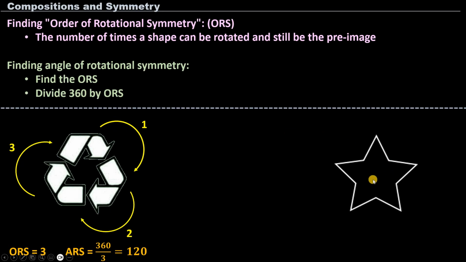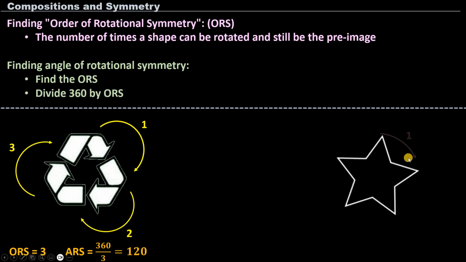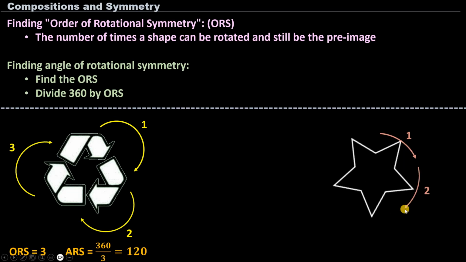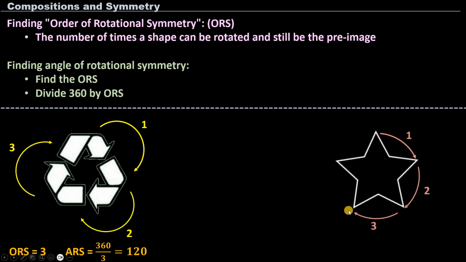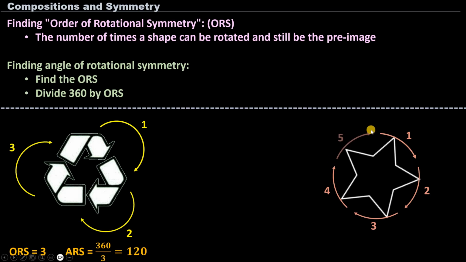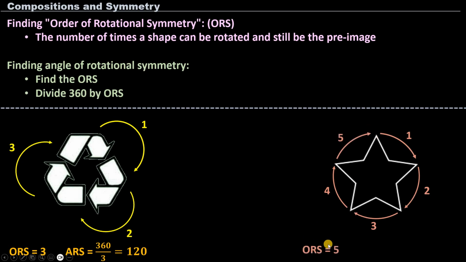If we look at the star, similar story. The star, I can rotate it 5 times around before I'm back to the original image. So our ORS is 5, which means our angle of rotational symmetry, 360 over 5, is 72. So each of these turns that I took was 72 degrees.